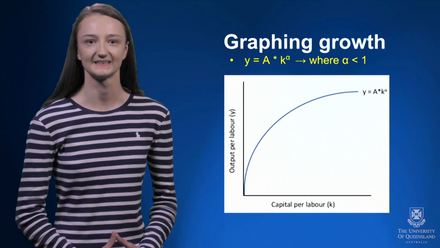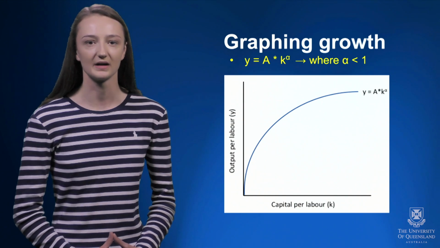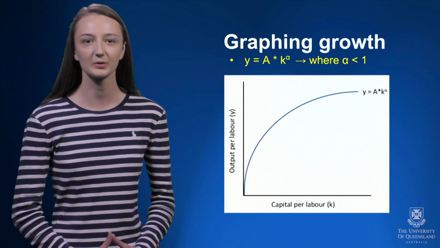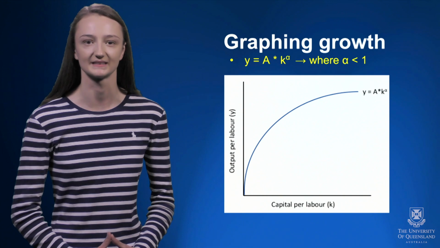In the last video, we introduced the neoclassical growth model using equations. In this video, we demonstrate how to present the model graphically. Let's start with the two axes. We put output per labour Y on the y-axis and capital per labour K on the x-axis.